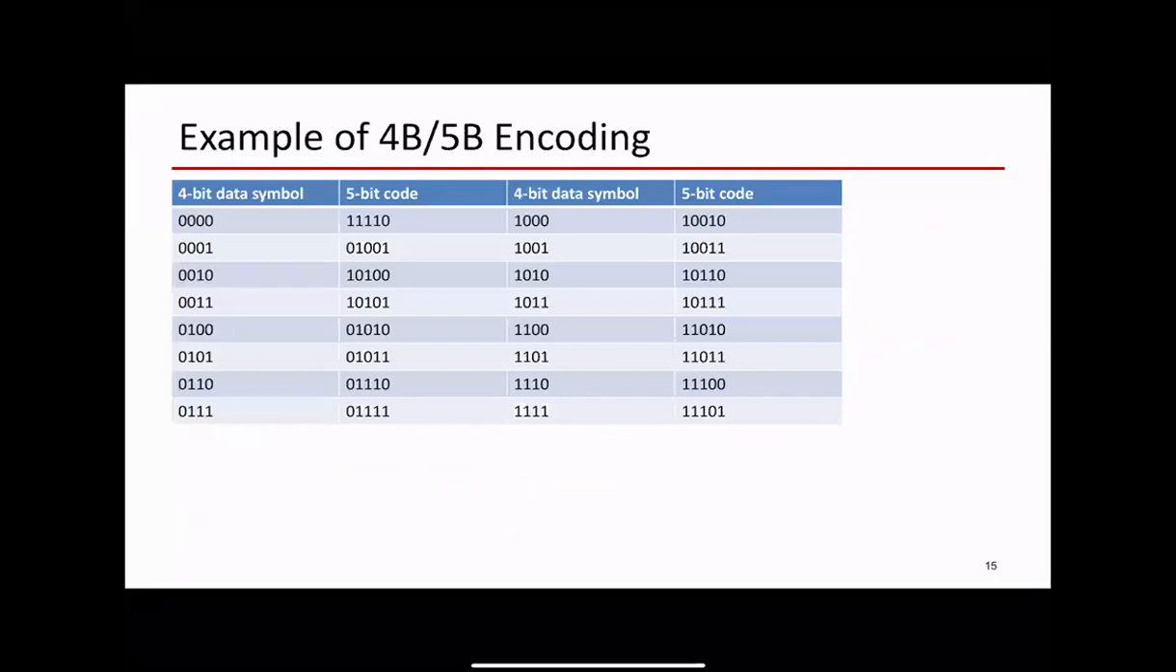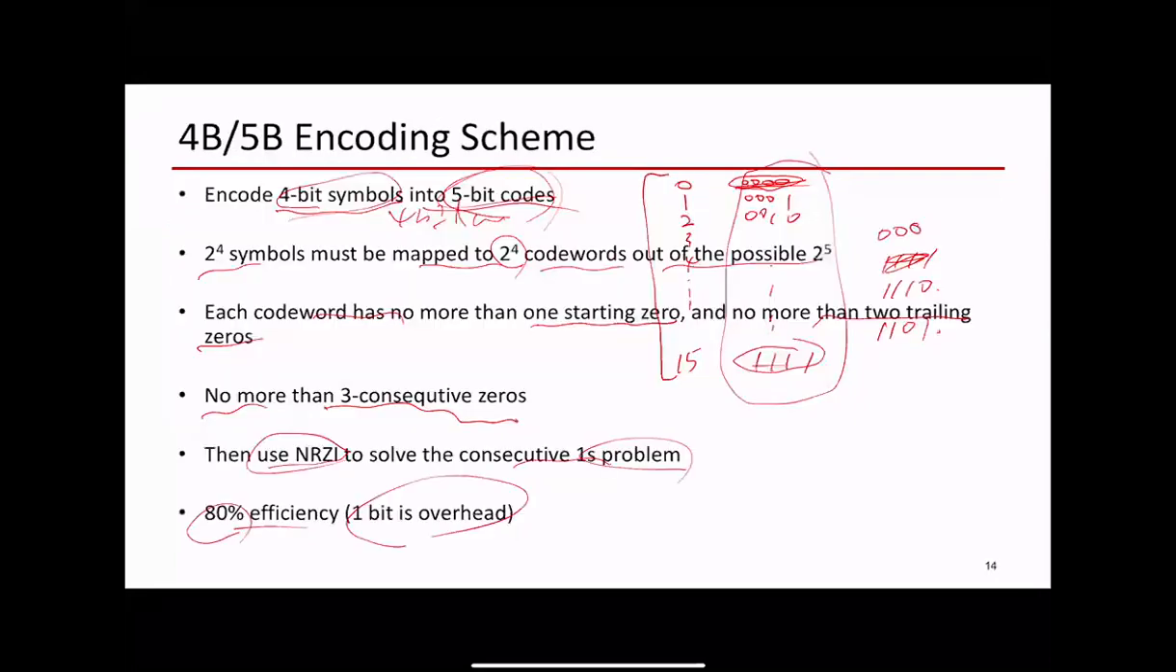And this is an example of the 4B/5B encoding. 0000 maps to 11110, and 1111 is mapped to 11101. So in a given environment, each code word has no more than one starting 0 and no more than 2 trailing zeros.